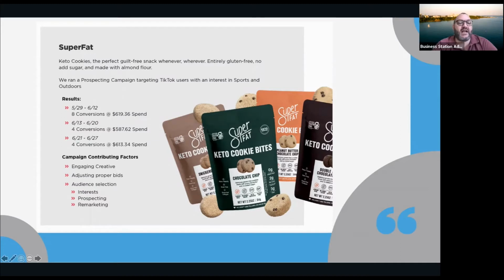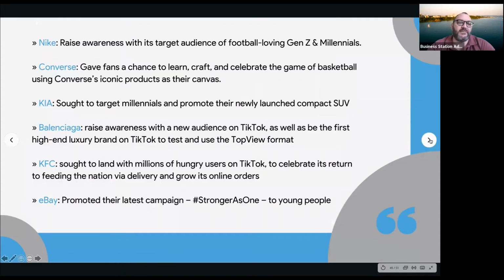And then they did remarketing. For instance, people who had actions on their website or actions on their videos within TikTok were then sent a second ad or a third ad, depending on how far down that process they were. That enabled them to get closer and closer to actually buying that product, rather than just viewing really cool videos about it. Others who are doing really great things include Nike, Converse, Kia, Balenciaga, KFC, and eBay. They have all done very specific things and had very specific outcomes they wanted.